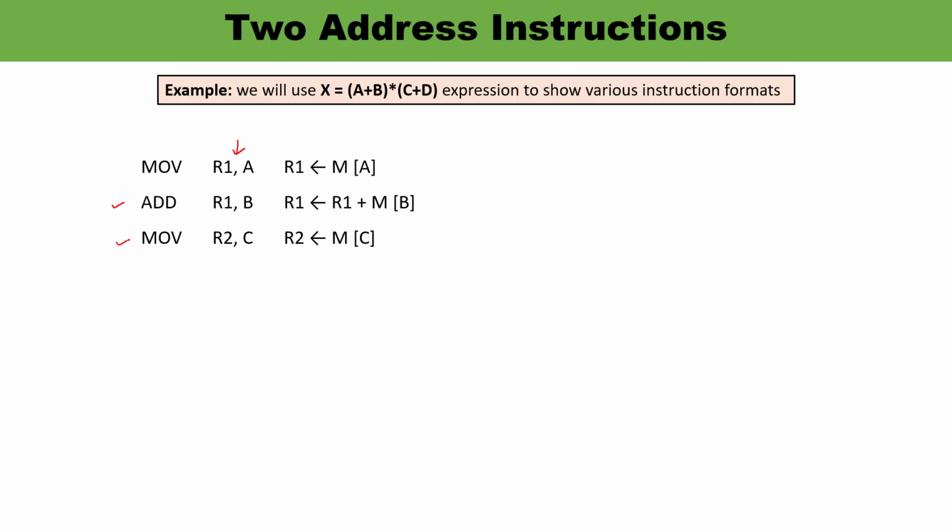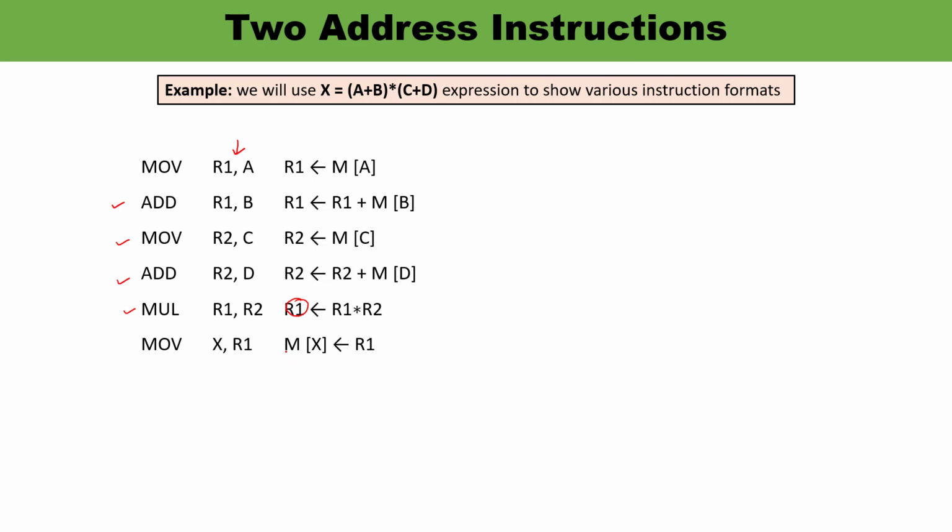Third, move the content of C into the R2 register, a general purpose register. Then add the content of D into R2, and the sum is available in R2 itself. Now we have to multiply R1 and R2. So multiply R1 comma R2, and the result is available in R1 itself, right? So in each and every instruction you'll find two addresses.